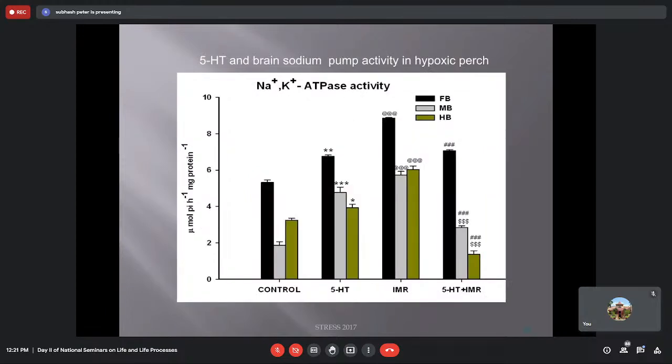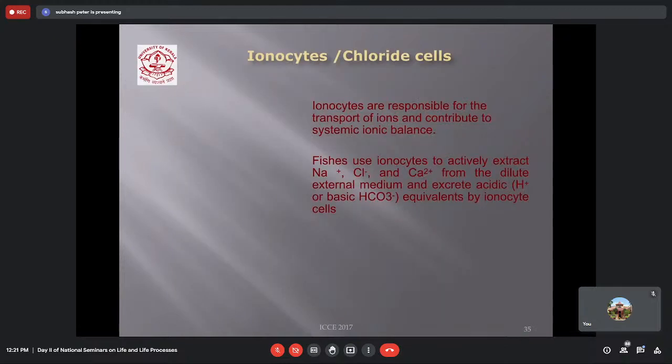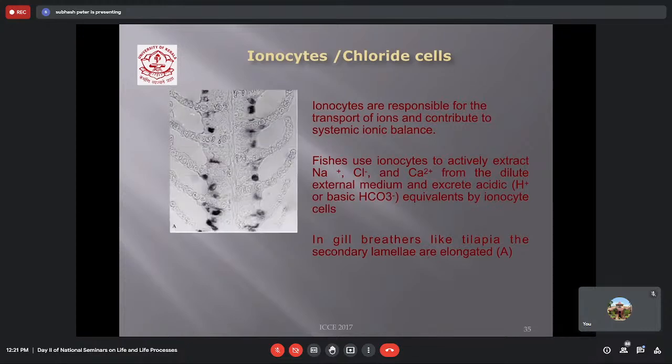So again, we looked at the different regions of the brain, which all respond differently, generally. And we also find that it has recovered very well here compared to the immersion one here. So this gives more importance to serotonin having a role in this kind of protein, which is actually transporting sodium and potassium across the membrane. So we looked at the ionocytes of the fish, where we have chloride cells rich in the gill lamellae.